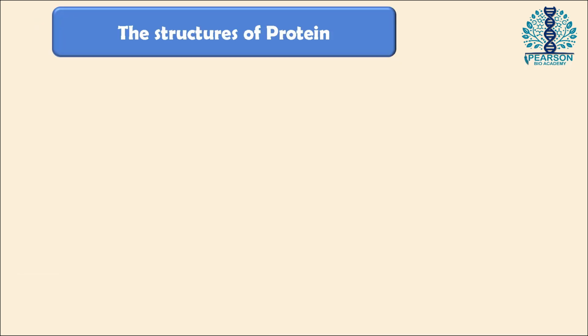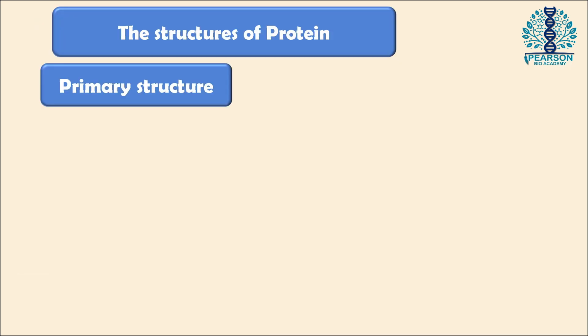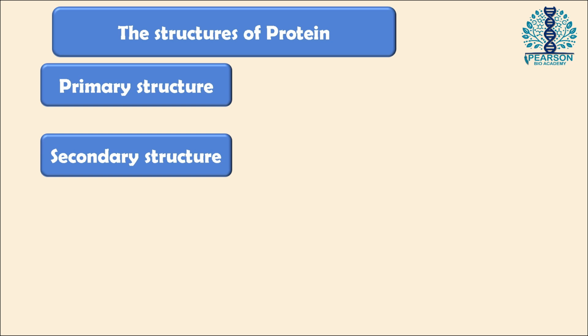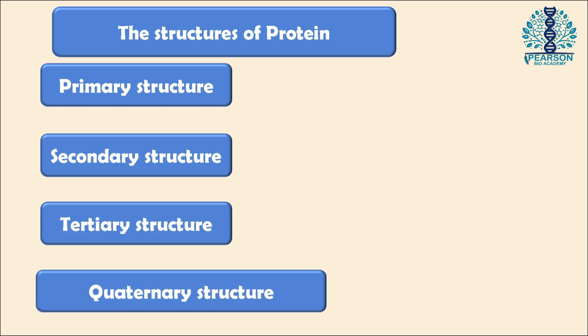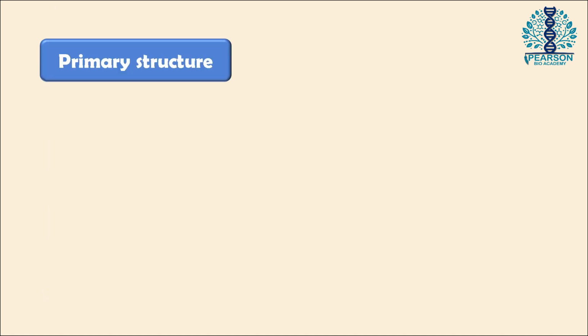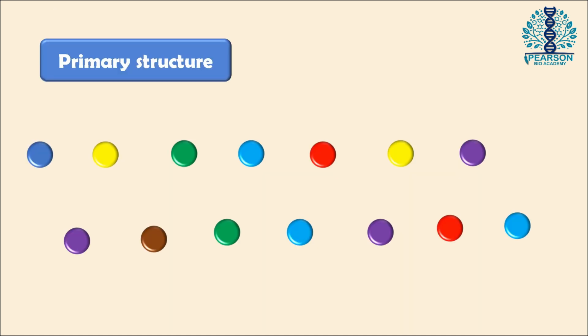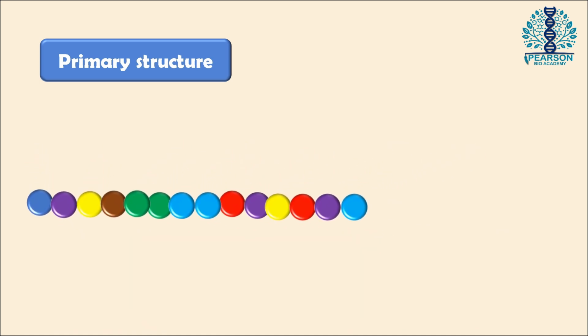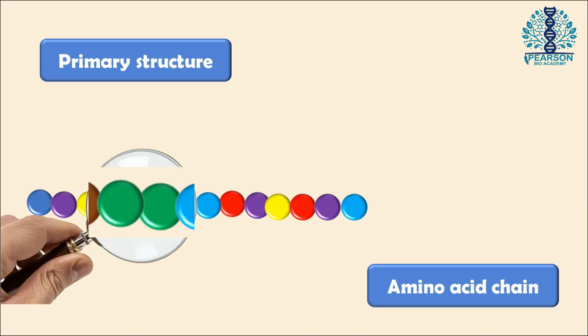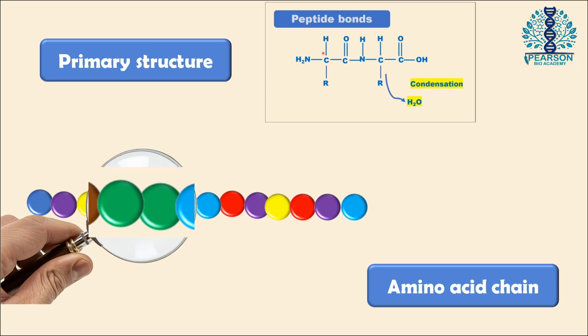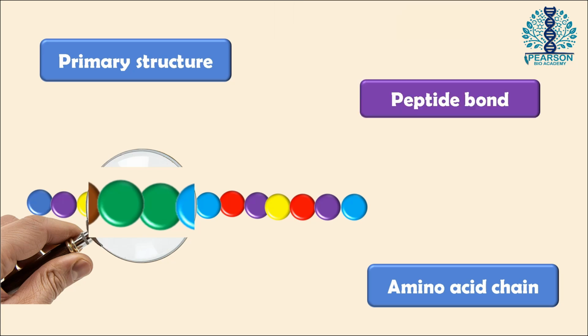Now let's see the structures of protein. They are primary structure, secondary structure, tertiary structure, and finally quaternary structure. First, we will look at the primary structure. These different colored balls represent different amino acids. They join together and form an amino acid chain. And if you look at the bonds between two amino acids, it's just peptide bonds only.